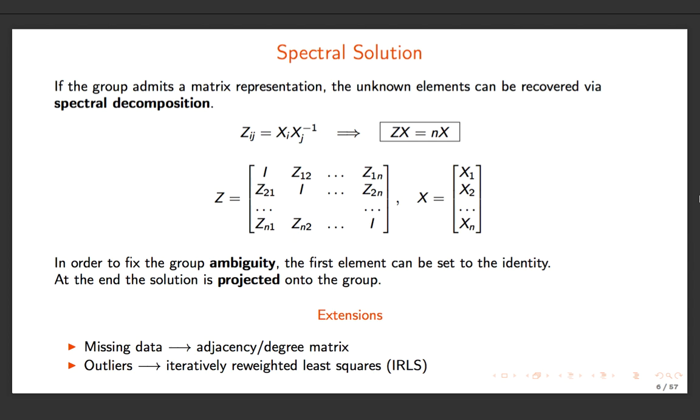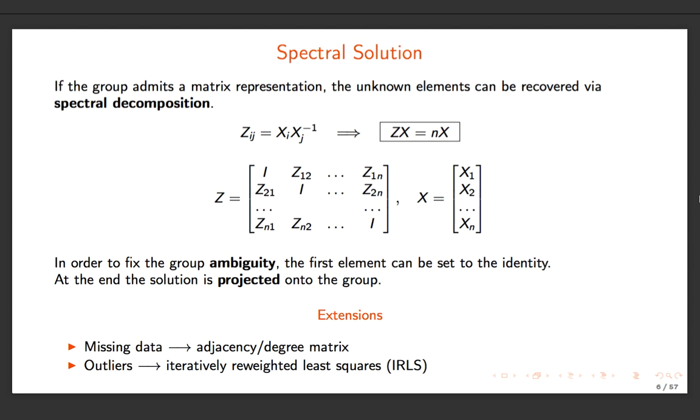In order to fix the group ambiguity, the first element can be set to the identity. Moreover, the solution needs to be projected onto the group. Indeed, the spectral solution is an algebraic approach that does not enforce the geometric constraint of the specific group of interest.